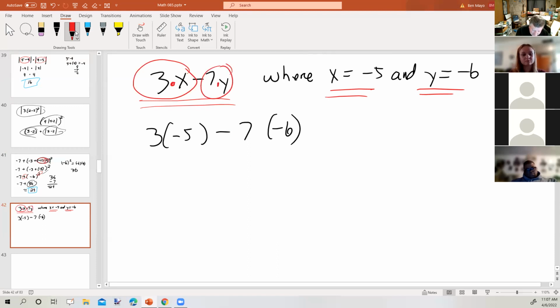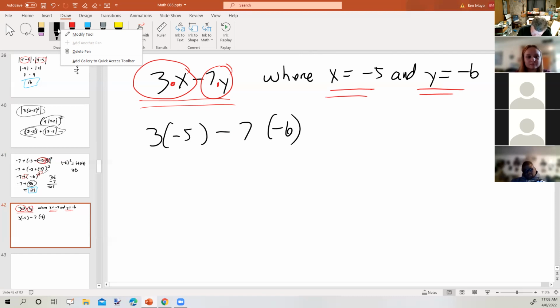By doing that, I keep the original operations intact, because right here, 3x, that's 3 times x. 7y, that's 7 times y. So now instead of having 3 times x, I've got 3 times its replacement of x, negative 5. And then 7 times y's replacement, negative 6. So now I've got multiplication. Multiplication before subtraction.